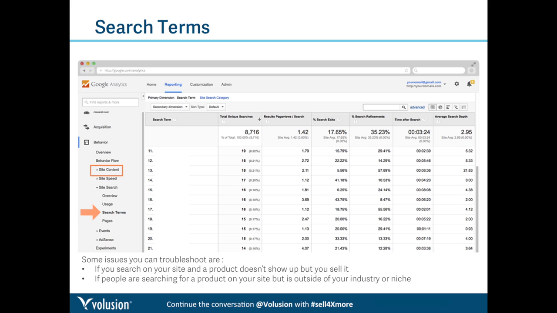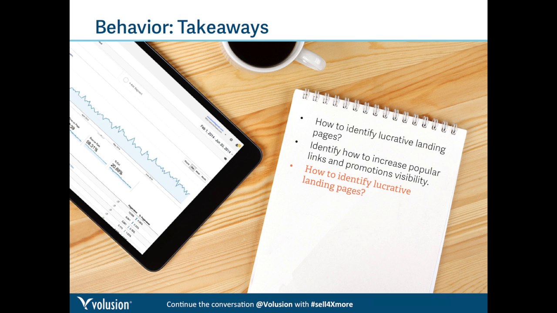And then also, if people are searching for a product on your site, but it's outside of your industry or niche, there may be a problem. You may be representing your website in the wrong way to a search engine, so you may want to take a look at that and see what people are doing. And last, how to identify lucrative landing pages.